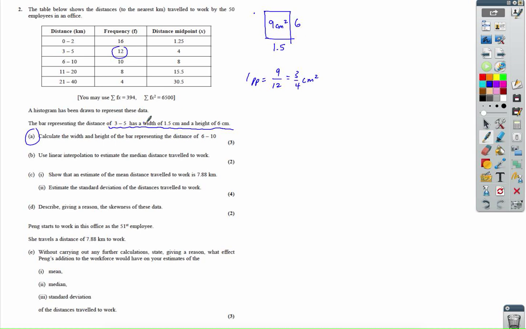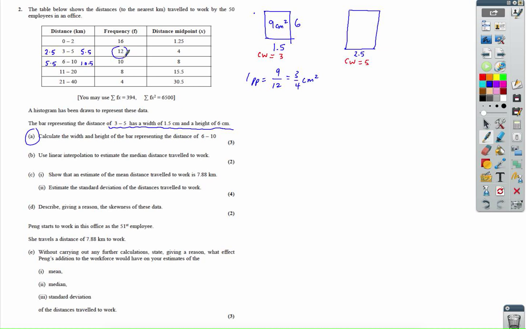Then we need to think about this next bar along. Well, remember the group width. This class width is 2.5 to 5.5, so this has a class width of 3. So this one, going from 5.5 to 10.5, is slightly wider. So if this one had a class width of 3 and we drew it with 1.5, this one has a class width of 5. You can pretty much see straight away, I just need to halve that.